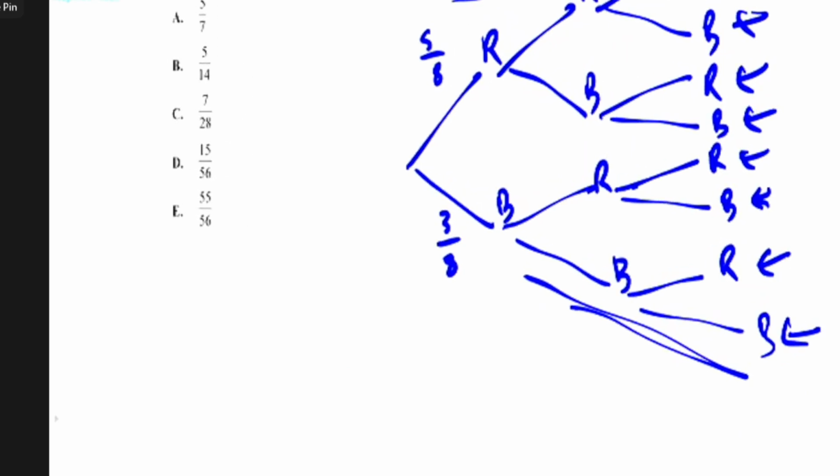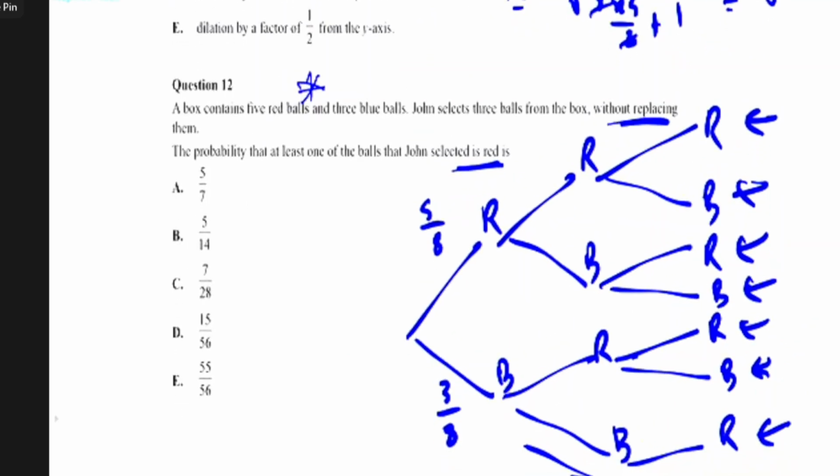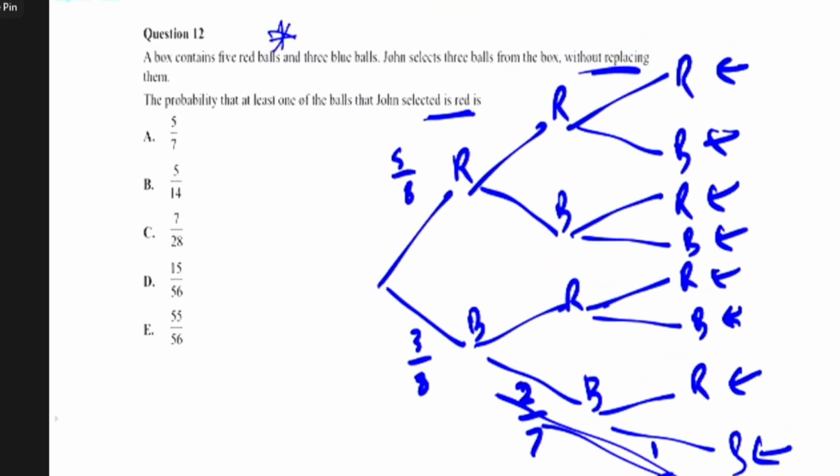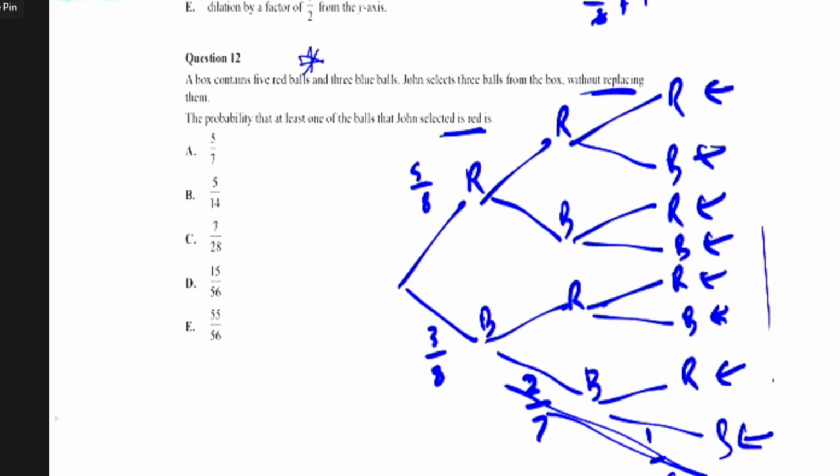So without replacement means that when you take a ball out, there's going to be fewer balls in the box after. So it'd be 2 out of 7 and then 1 out of 6. So that means the total probability of finding a ball that is red is just 1 minus this probability here. So that's just 1 minus 3 on 8 times 2 on 7 times 1 on 6. And that gives you 55 on 56.